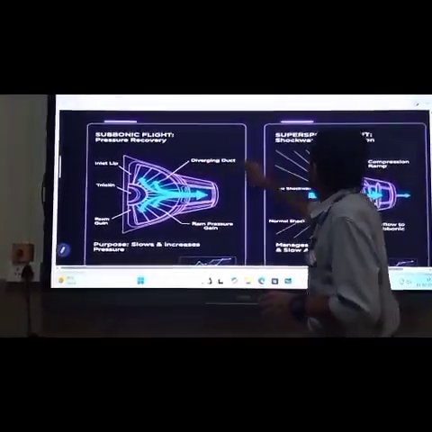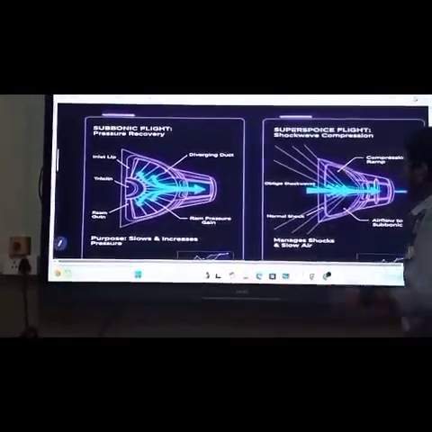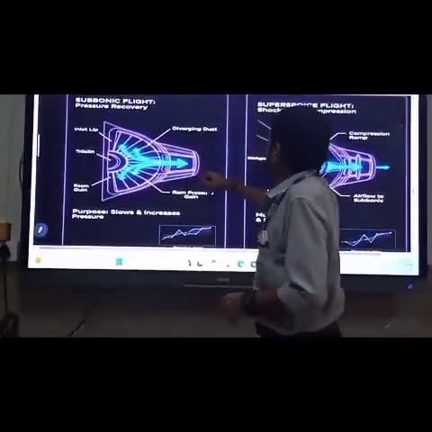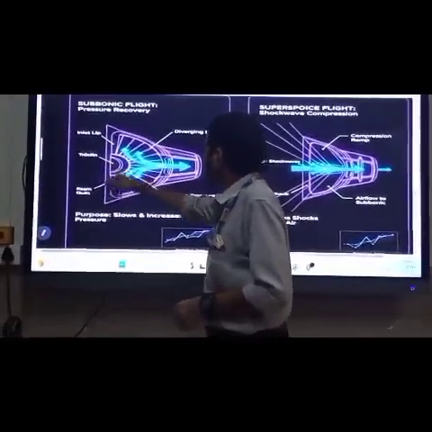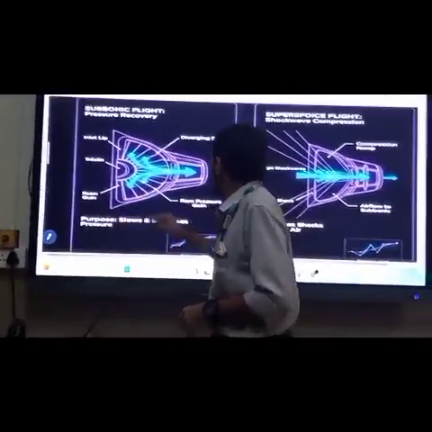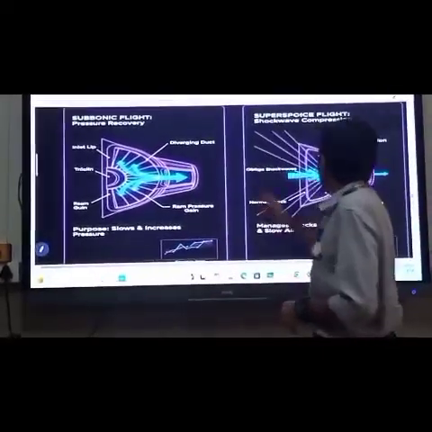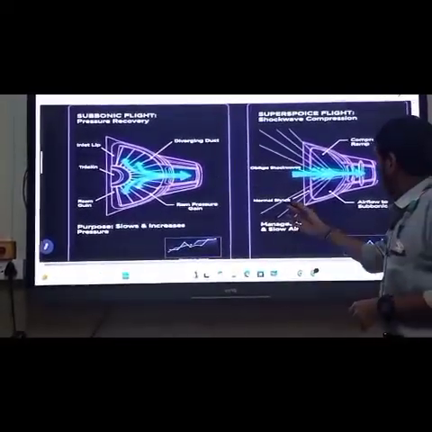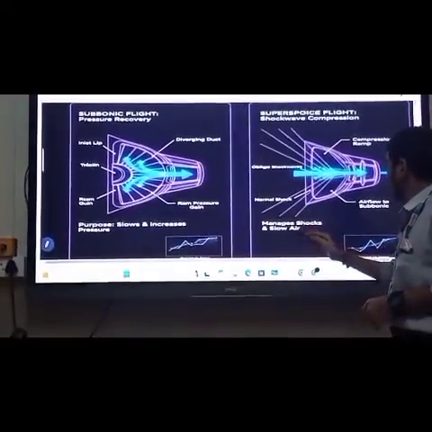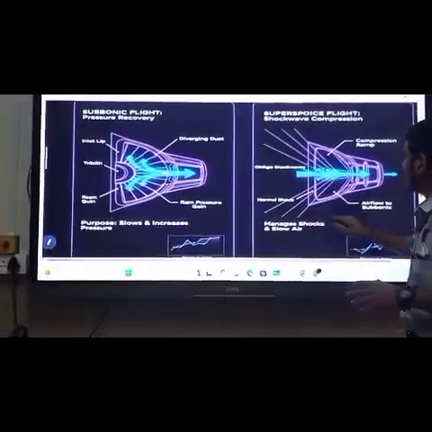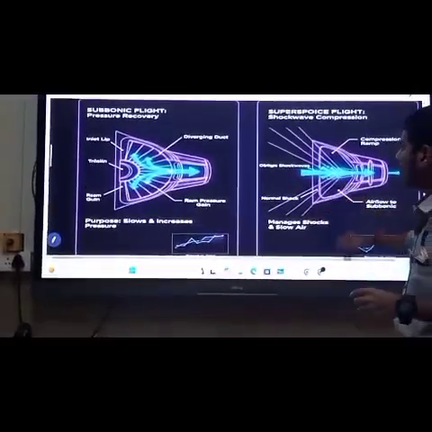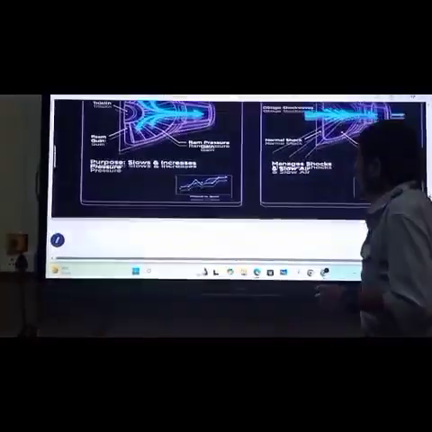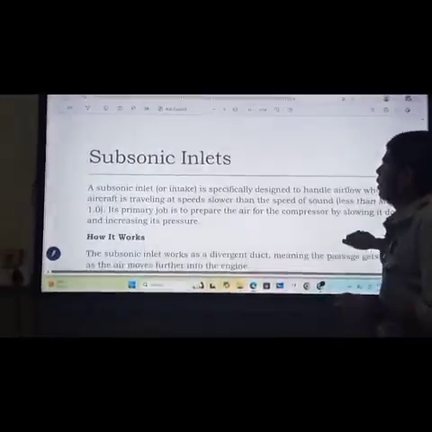This is a subsonic flight and this is a supersonic flight. I will show you the working and purpose, with converging and diverging sections, ram pressure, shock waves, the compressor, supersonic airflow, then the normal shock. It manages the shocks, converting to slow air gradually and increasing pressure. That is the purpose of the subsonic and supersonic intake.